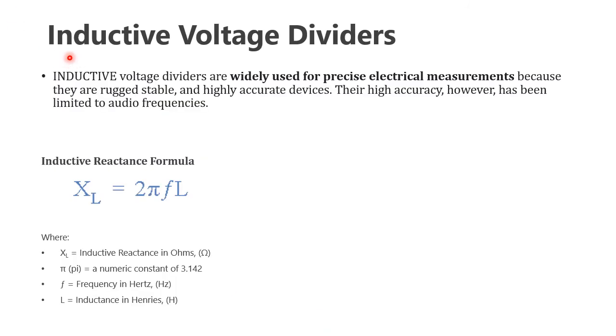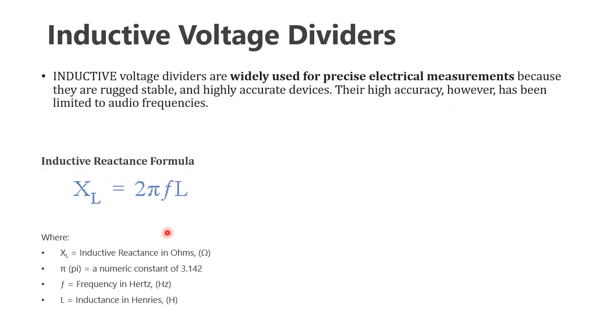Now let's move on to the inductive voltage divider circuits. Inductive voltage dividers are widely used for precise electrical measurements because they are rock stable and highly accurate devices. Their high accuracy, however, has been limited to audio frequency.